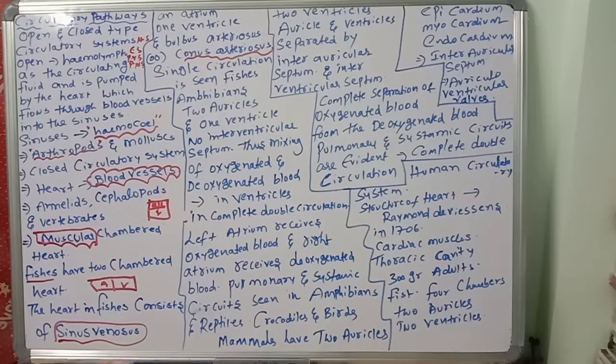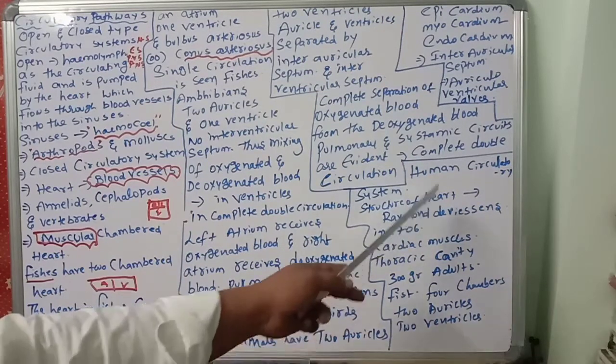So like that we discussed. But mammals have two auricles and two ventricles. Completely, auricles and ventricles are separated by the interauricular septum and the ventricular septum, so there is complete separation of oxygenated blood from deoxygenated blood, and pulmonary and systemic circuits are there. So that's why this is called the double circuit circulation. What do you call the mammal circulation system? Double circuit circulation.